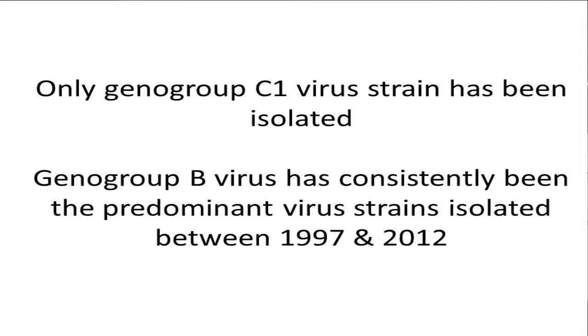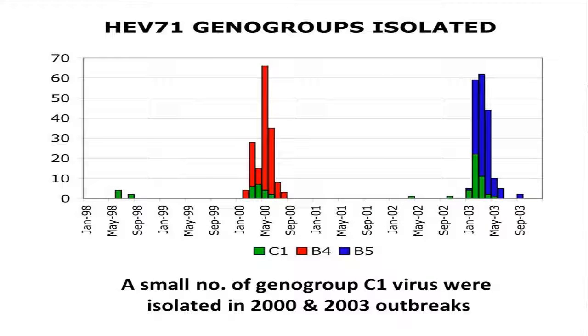Now, what about the Cs? Sarawak has never seen a genotype C major outbreak. We have seen sporadic C1 strains being isolated, particularly in the 2000 outbreak, where the predominant outbreak strain was the B4, and then in 2003, where the dominant outbreak strain was the B5, which we first saw then.